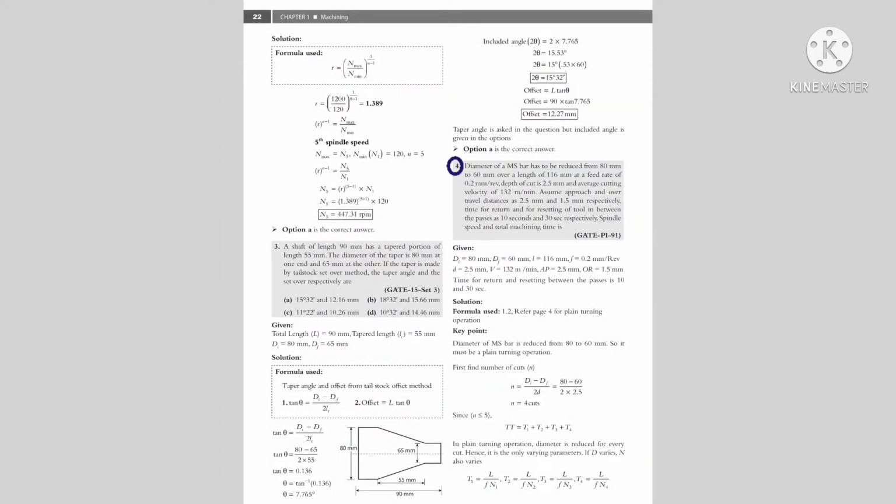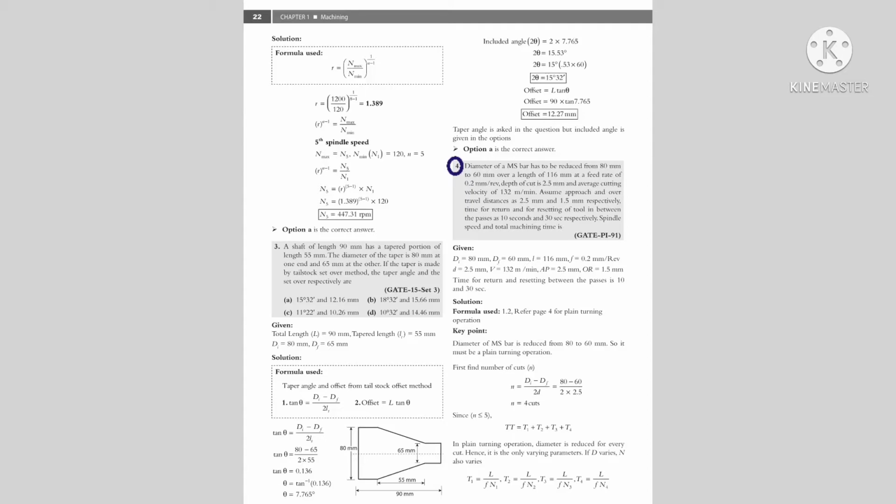Let us solve problem number 4. Here in the question, they have clearly mentioned that the diameter of the MS bar has to be reduced from 80 to 60 mm. Since the diameter is reduced, it is a plain turning operation. The other given data are the length of the workpiece, feed, depth of cut, velocity, approach and over travel values.